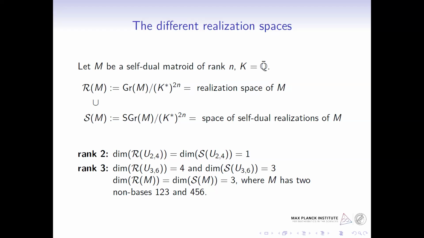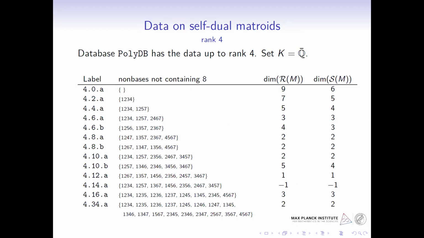So the next case would be n equal 4. Now for n equal 4, there are some more matroids that we need to consider. Namely 13. This data is stored on the database PolyDB. They have all the rank 4 matroids on 8 elements. And we can ask them simply for all the self-dual ones. There are 13, and they're listed here. And we computed the dimensions of the realization and the self-dual realization space.